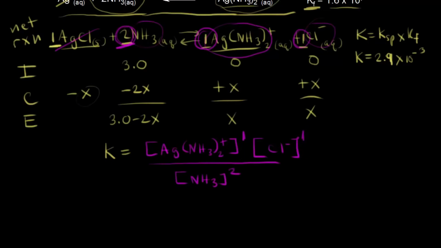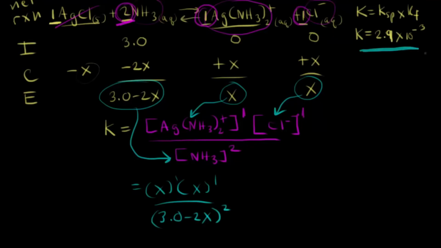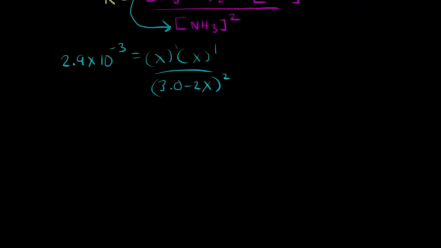Next, we plug in our equilibrium concentrations. The ammonia concentration is 3 minus 2x, the complex ion concentration is x, and the chloride anion concentration is x. So on the right side, we have x to the first power times x to the first power, all over 3 minus 2x squared. Then we plug in our equilibrium constant K, which is 2.9 times 10 to the negative 3rd, so 2.9 times 10 to the negative 3 is equal to x squared over (3 minus 2x) squared.